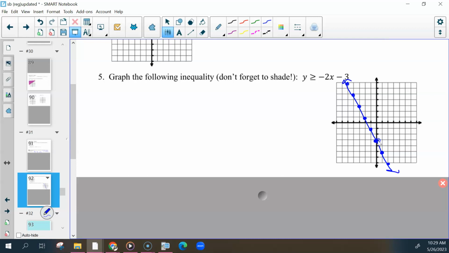And then because it's greater than, this is going to be shaded above the line. So if I draw an up and down arrow at the y-intercept, up would be above, so this area right here. Questions on that or other shark bite questions?